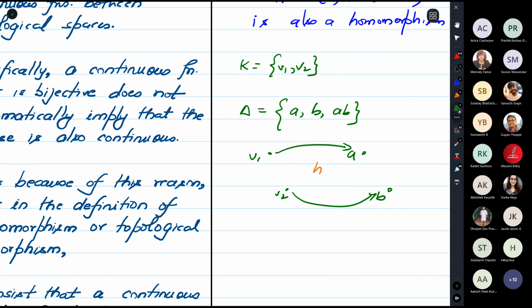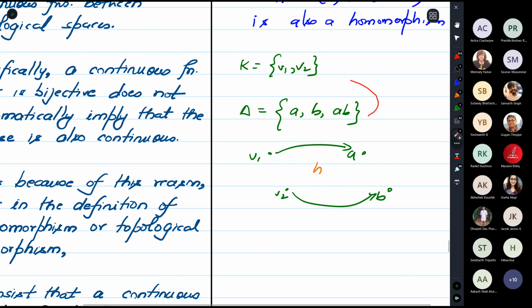And you can also see that this is a homomorphism between the simplicial complexes, right? Since K only consists of these two faces, that is v1 and v2, one can clearly see that if v1 is a face, h of v1 is also a face. Similarly, since v2 is a face, h of v2 is also a face, right?